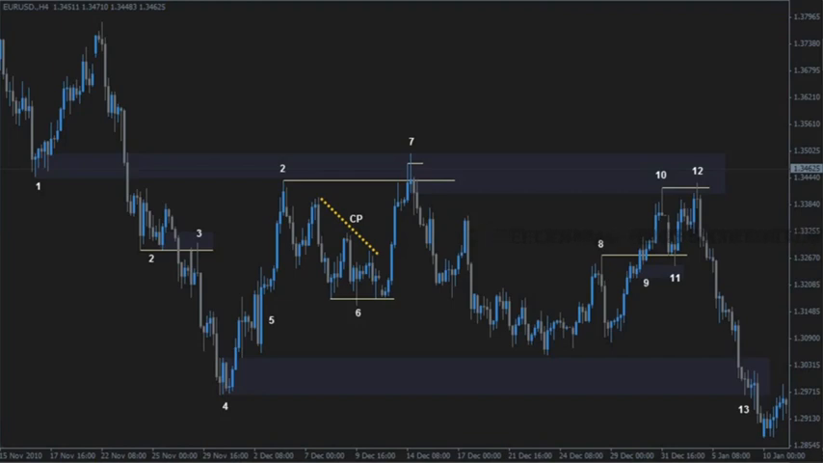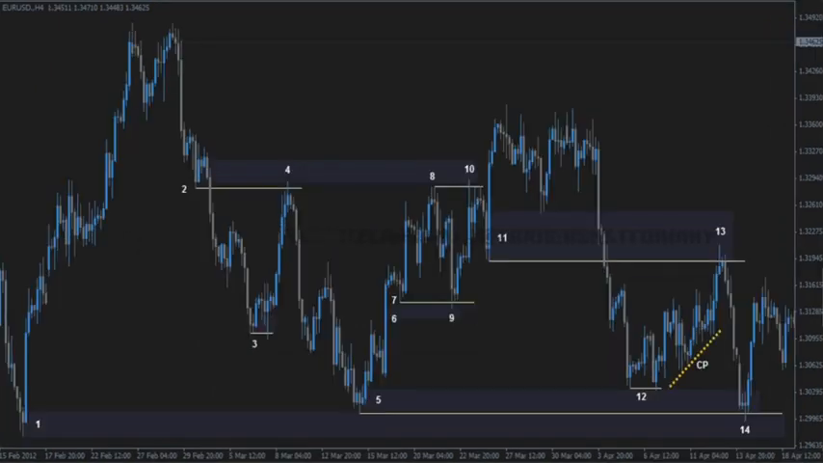At 13, price returned back to the demand from 4, digging deep into it, and the spike that broke through the zone with a close inside was a clear sign of consumption. In this example, we'll speed up the process and point directly at the fakeouts.